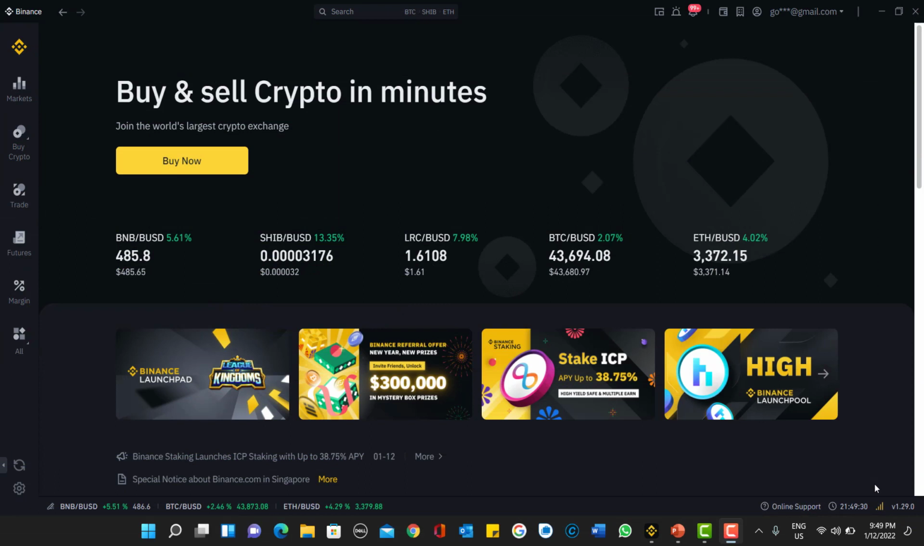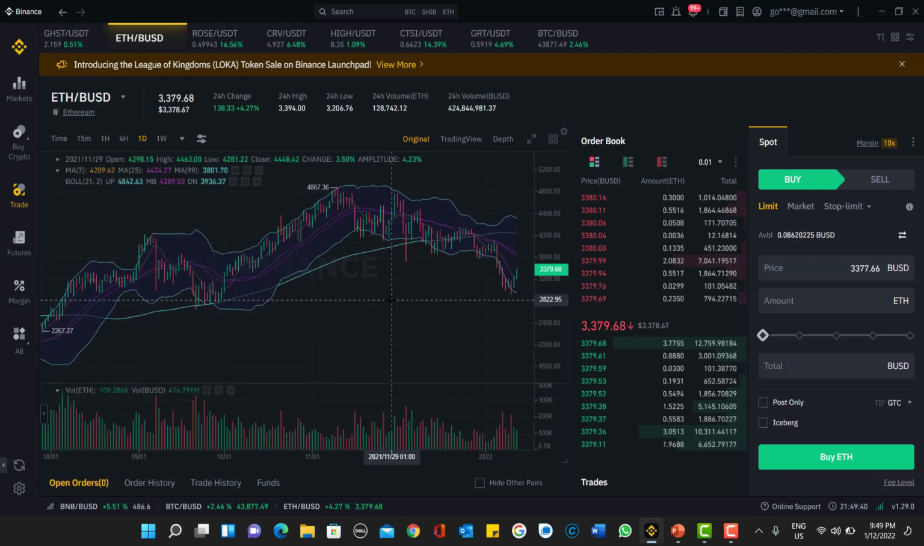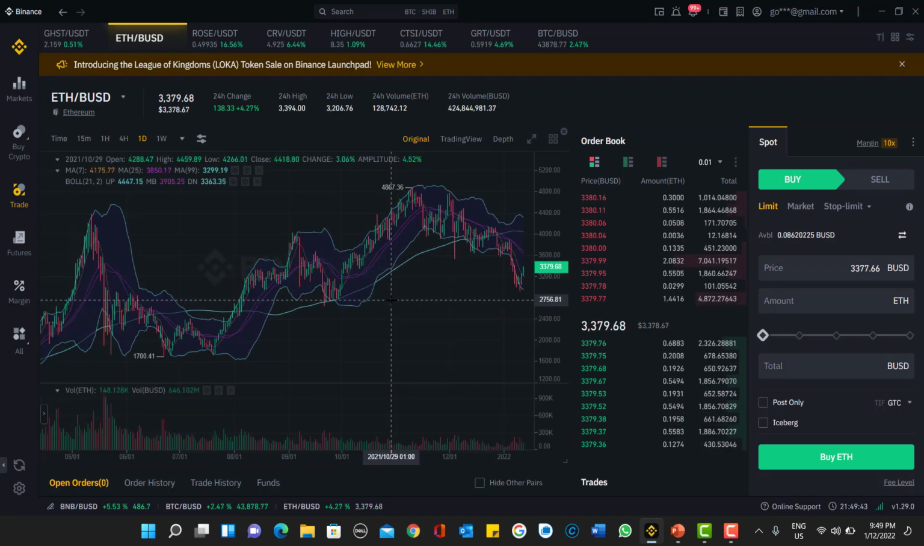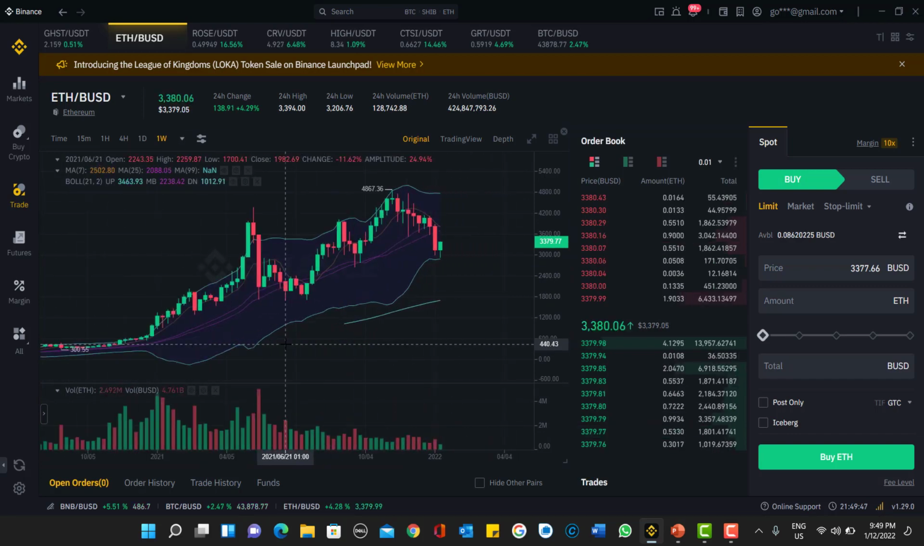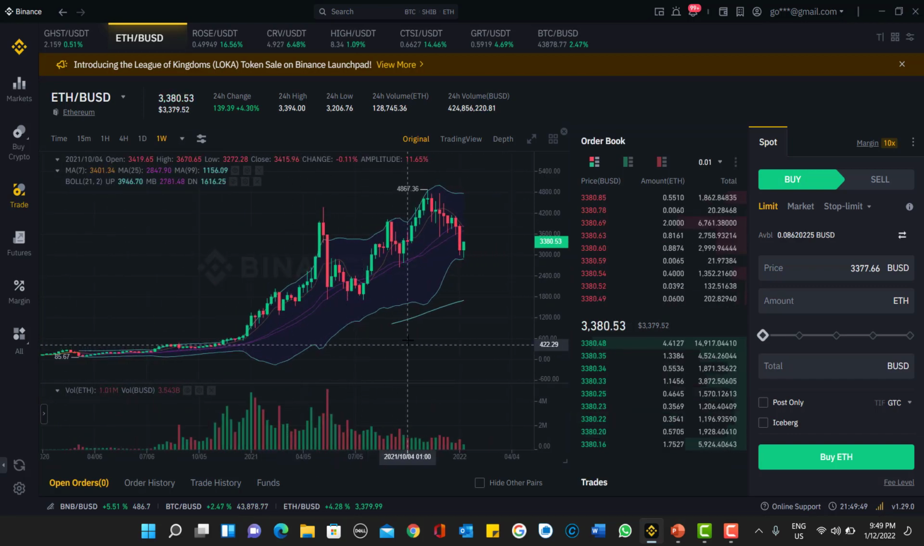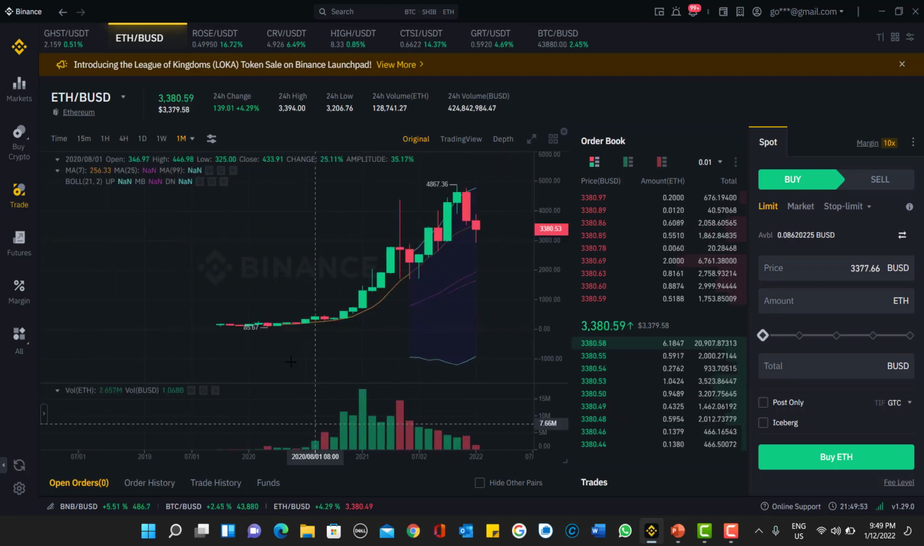Alright, I'm going to be taking you through Binance so you understand how to bring up your technical indicators and how to navigate different time frames. Click on trade. Now this is Ethereum on a 1 day time frame. Now you can decide to change to a weekly time frame. Now you see this is Ethereum on a weekly time frame or on a monthly time frame.